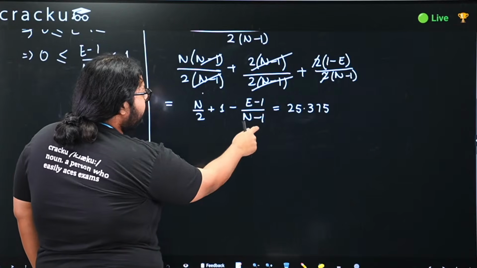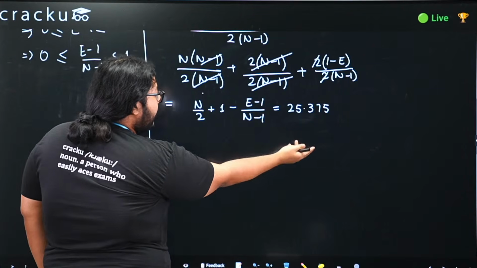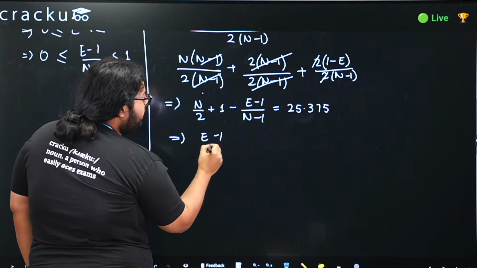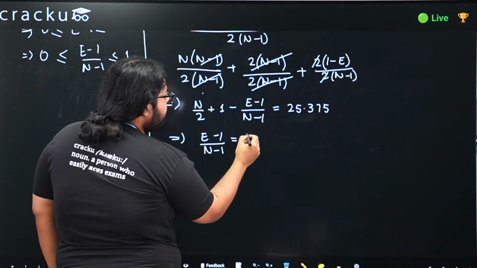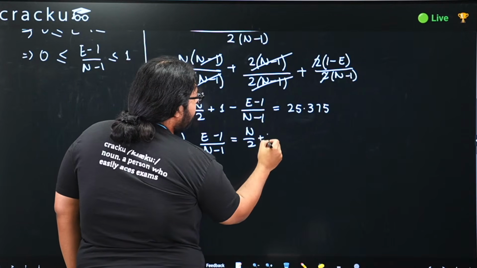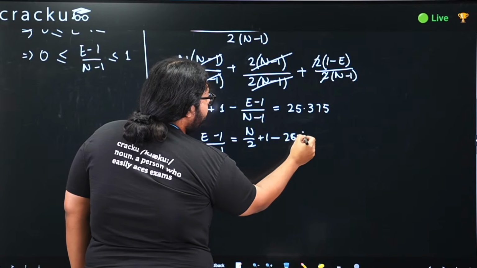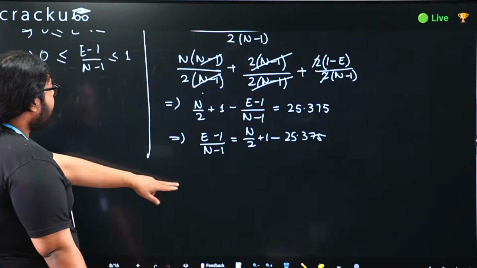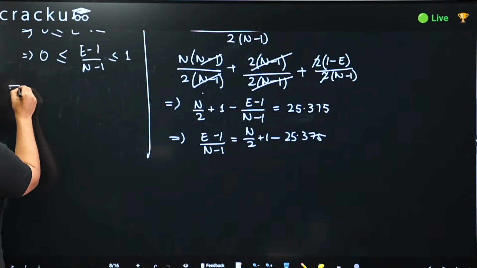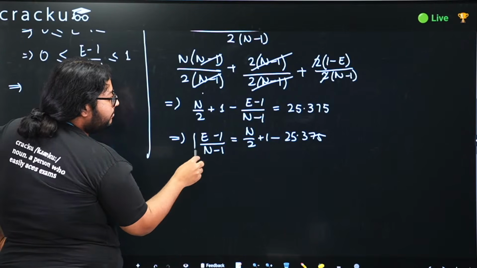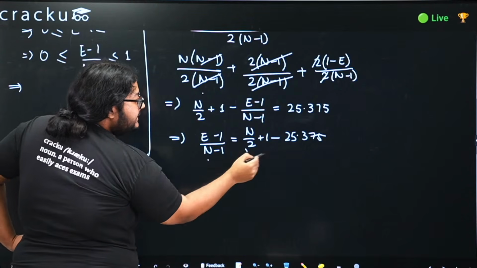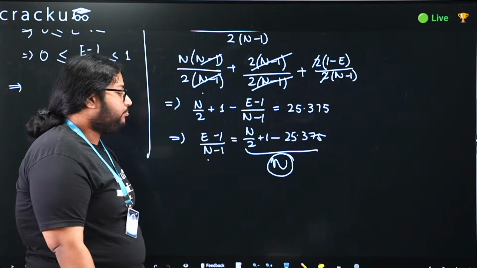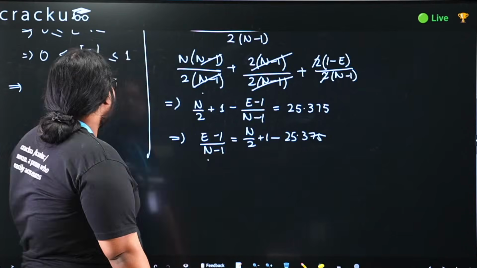So e minus 1 will be what? n by 2 plus 1 minus 25. So this tells me e minus 1 by n minus 1 should basically be equal to n by 2 plus 1 minus 25.375. And that we'll substitute here. So why are we doing this? This is based on both e and n, but this side is just based on n. So for n we'll actually get a range. That is why we are substituting it here.